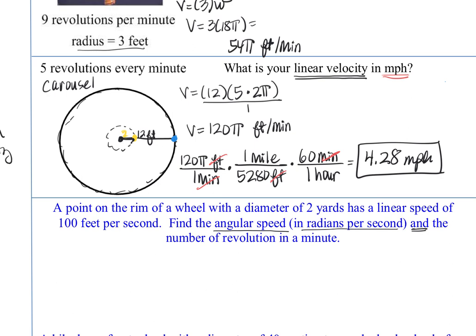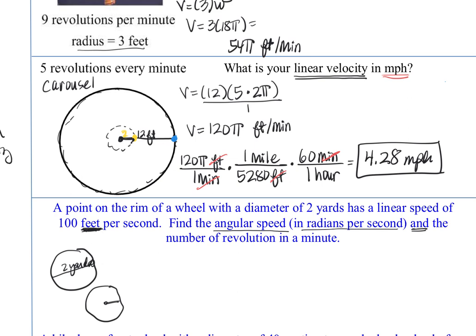All right, so here's our circle for the wheel. Diameter is 2 yards. And remember, diameter goes all the way across. Wait, I don't want the whole thing. I need the radius. So what's the radius? You're right, it is 1. But that's 1 yard. The issue is this is in feet. See how it's so easy to accidentally mess that up?